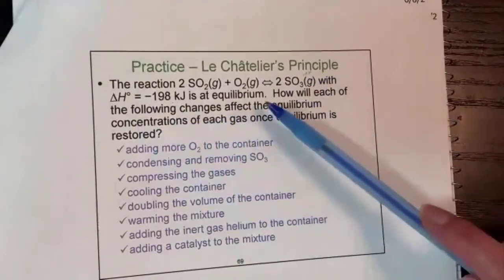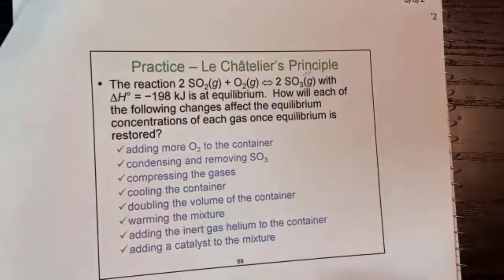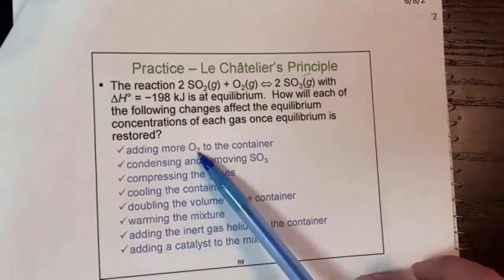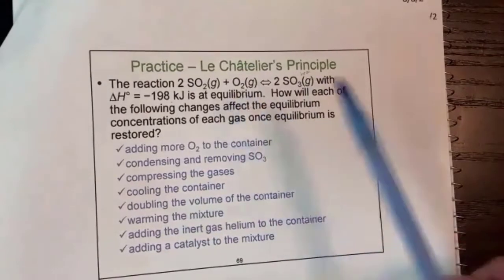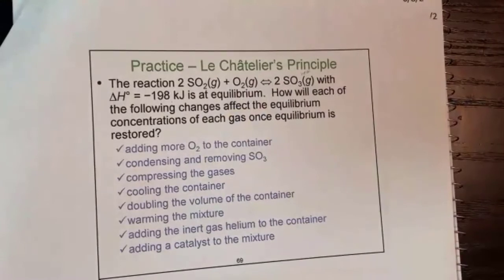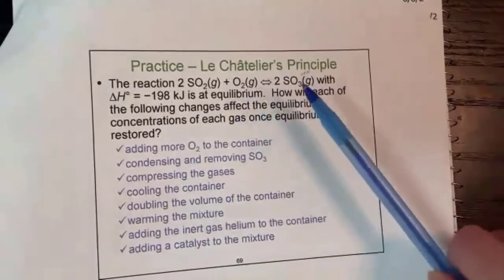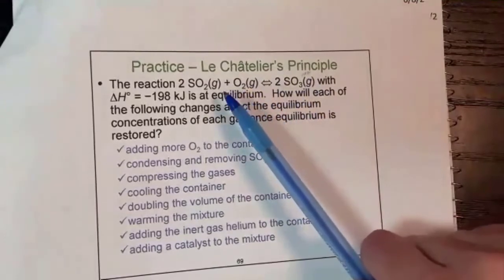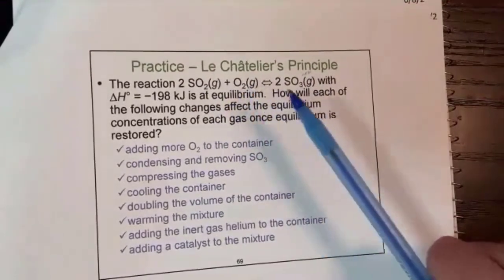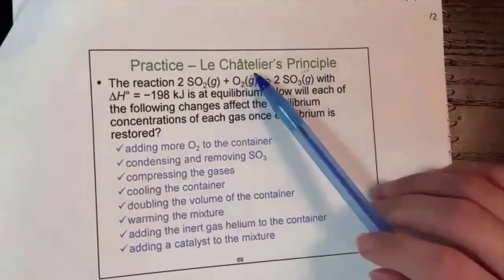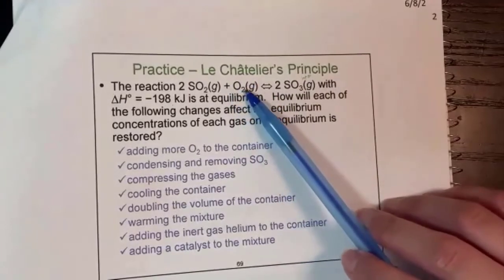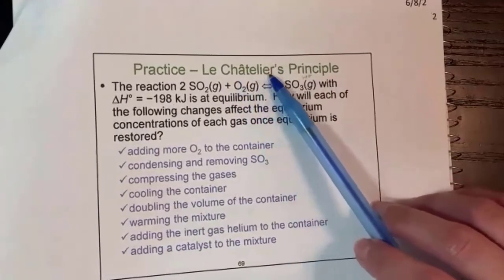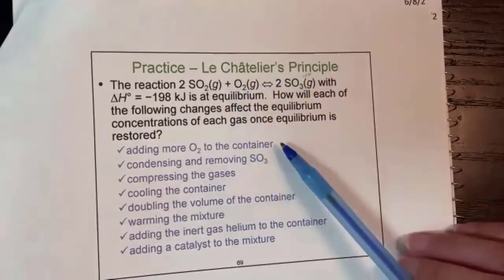It says, how will each of the following changes affect the equilibrium concentrations? So we'll just have to say shift left or right, okay? If you add more oxygen to the container, you add more of this guy, which way will it shift? Does it go to the right or to the left? Correct, it would shift to the right, because if you add more oxygen, you have too much oxygen now. Let's reduce it and make more of my product. So it would shift to the right.